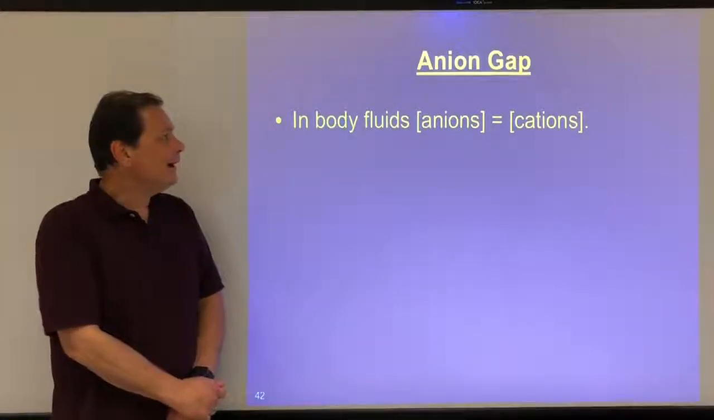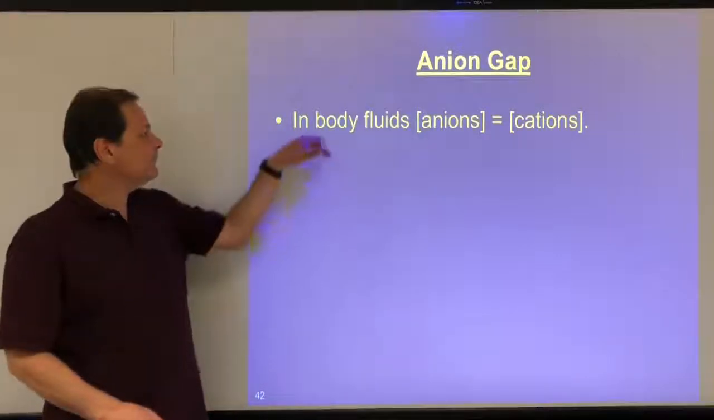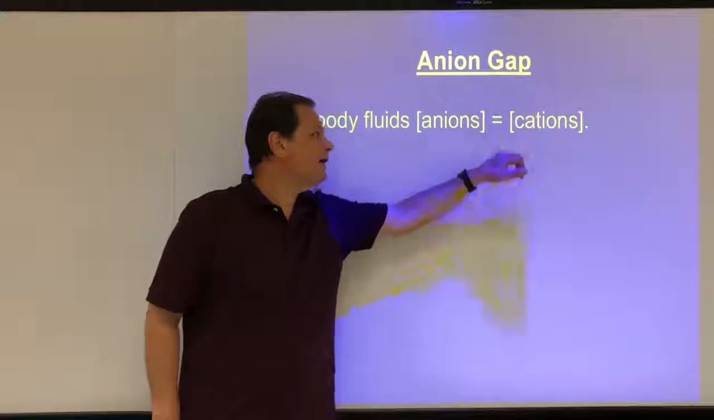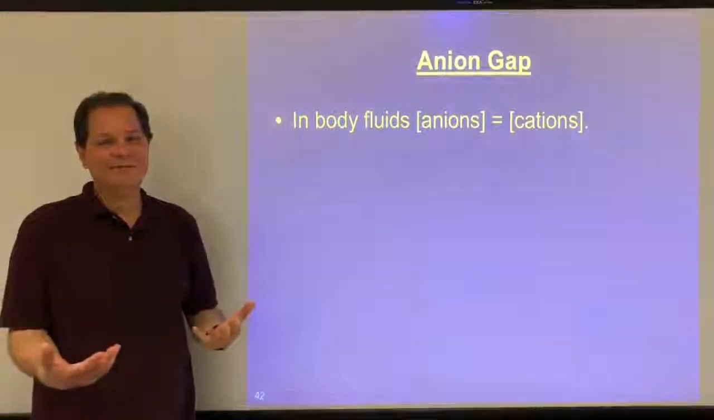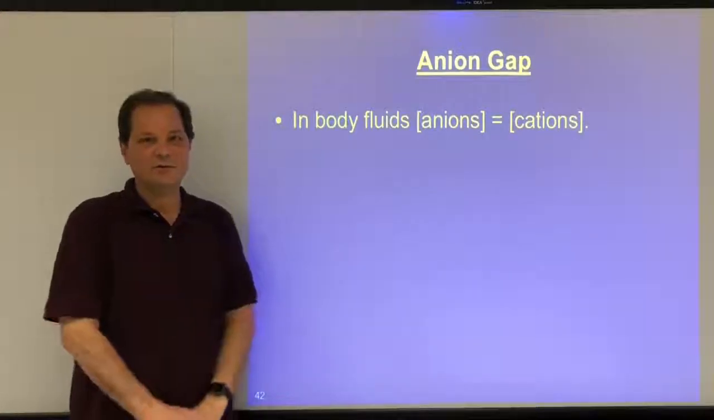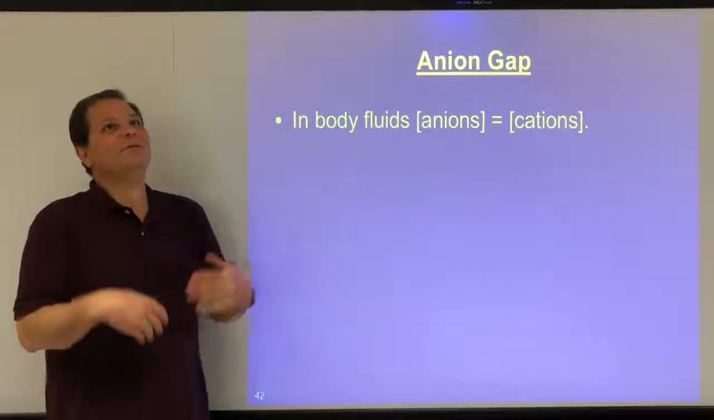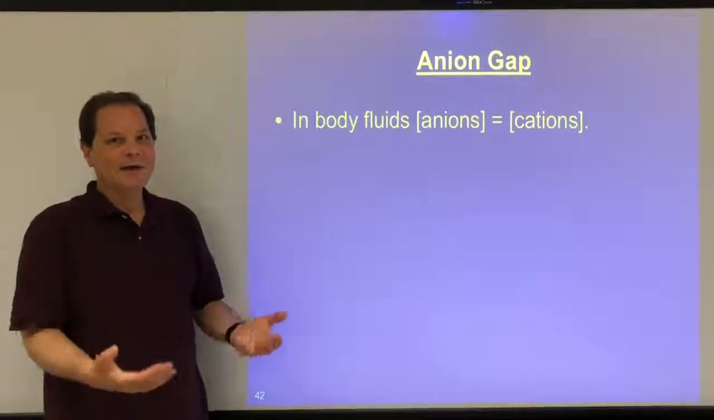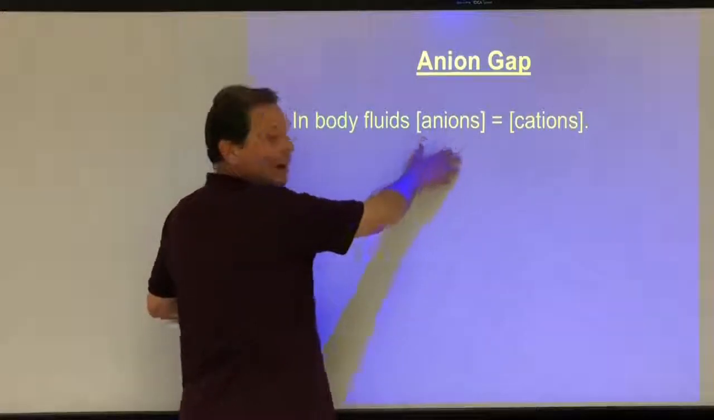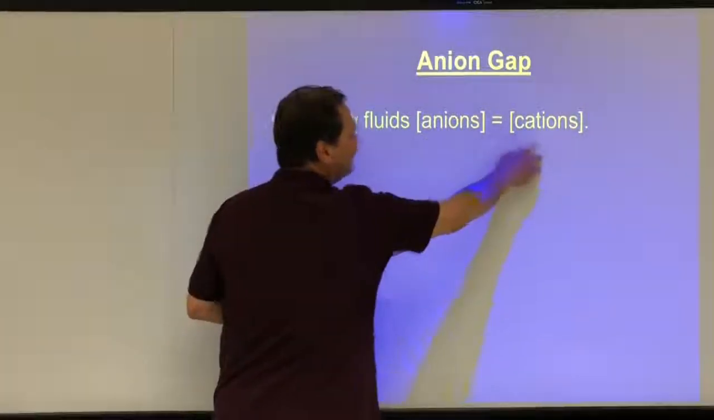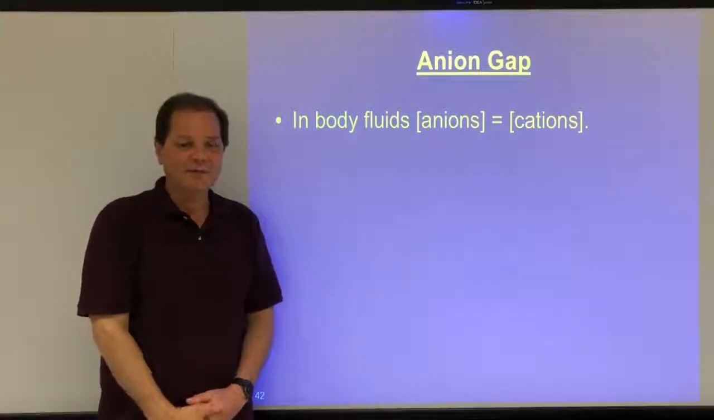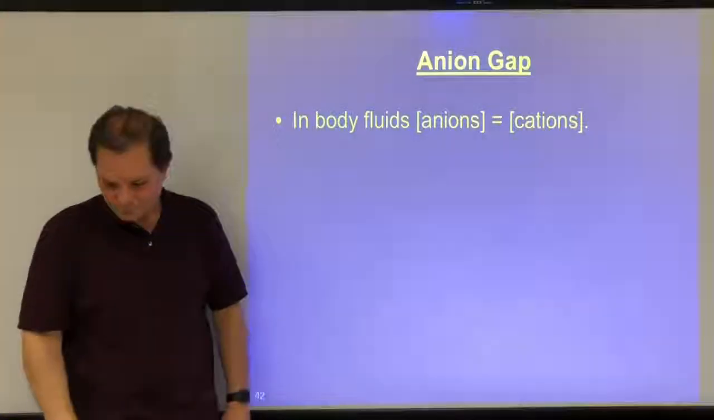So, the anion gap. Let's start with the fact that the concentration of anions and the concentration of cations in the body have to be the same. Yes, there are very small imbalances that produce voltage across the membrane, but you'll remember those imbalances are really, really small. Chemically, you can't measure those. So for all practical purposes, the anions and the cations have to be at the same concentration. They cancel each other out so that you have electroneutrality in your body.